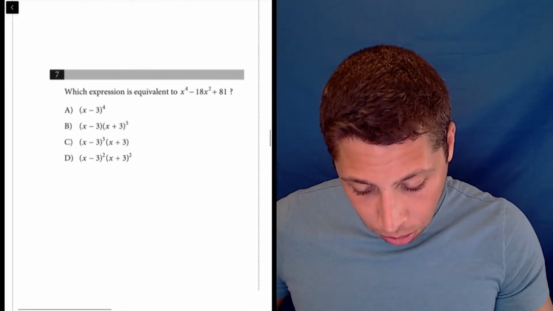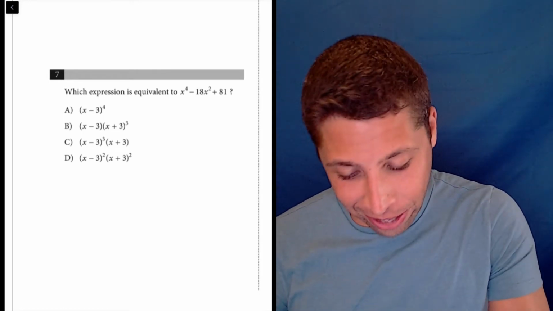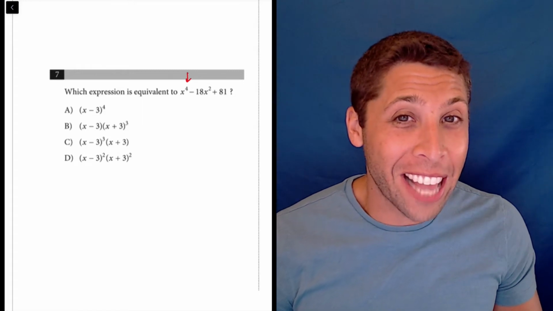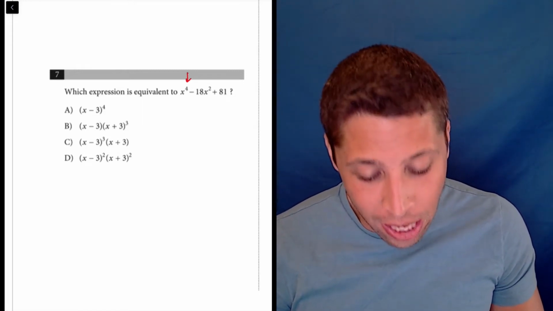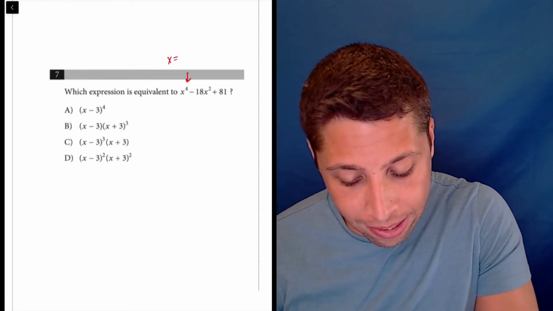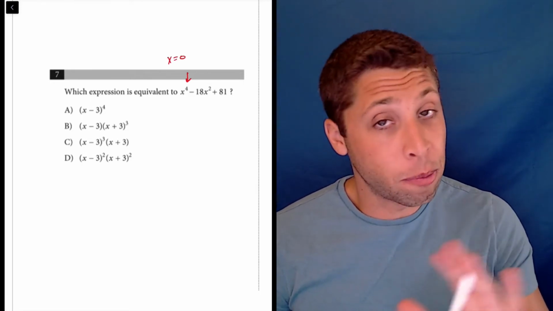Which expression is equivalent to this? This feels like a great arithmetize. I sense trouble, right? An x to the fourth, do I really want to deal with that? That's going to be scary. That's going to be annoying. So let's just do something really simple at first and see if it gets us anywhere. Let's make x equal to 0. Now, this probably won't give me the right answer.